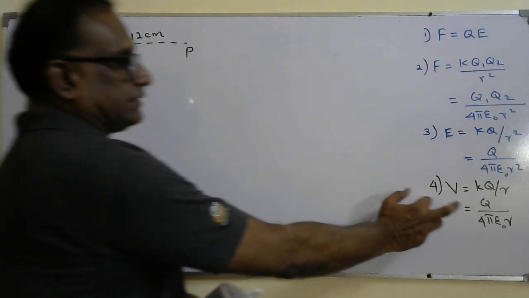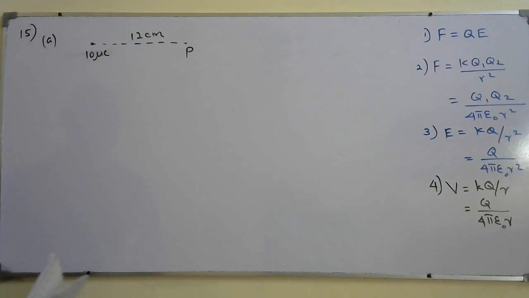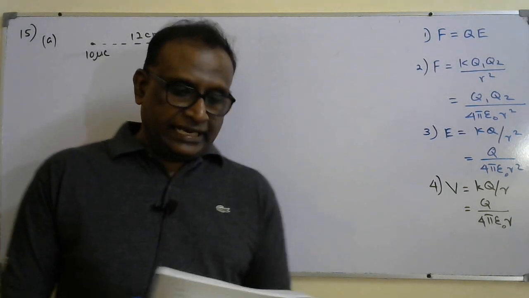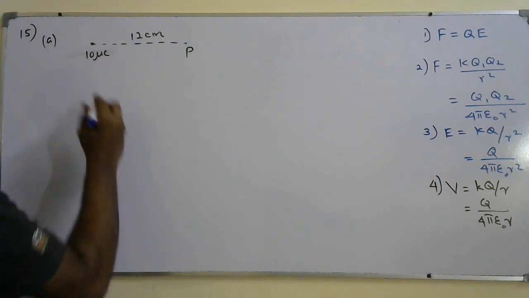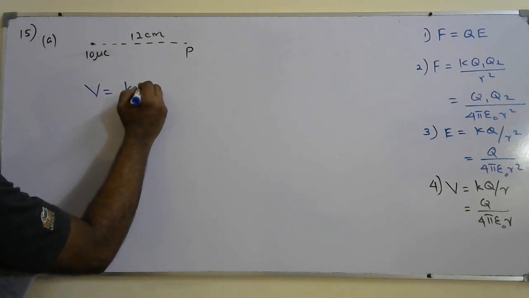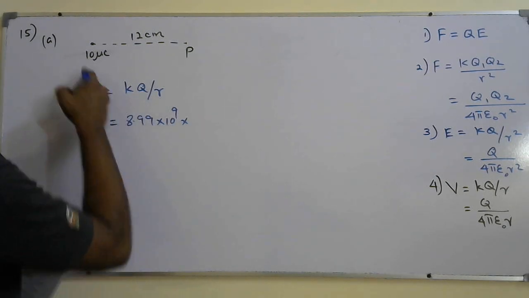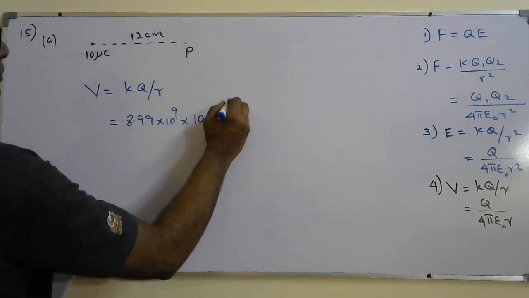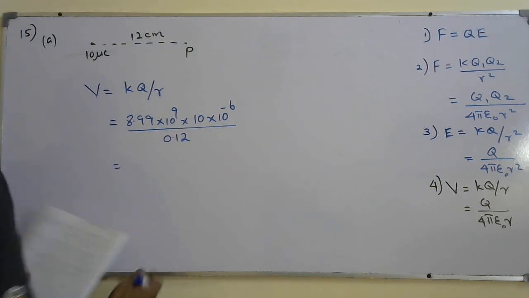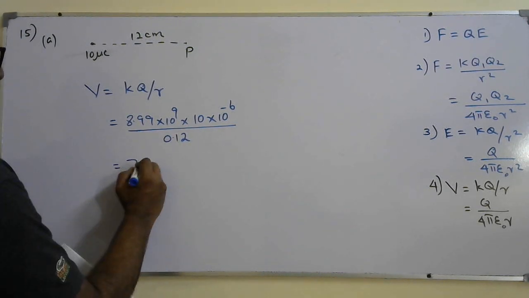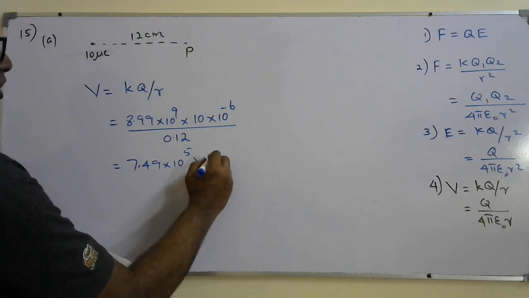Okay, based on this equation, there could be questions like this. There's a point charge, positive 10 microcoulomb, kept in space. Find the electric potential at a distance of 12 centimeter from the point charge, at point P. So the electric potential V equals KQ over R. So 8.99 times 10 to the power 9, Q is 10 into 10 to the power minus 6, over 12 centimeter, 0.12 meter. Solve it, you will get the answer, that is 7.49 times 10 to the power 5 volt or joule per coulomb.